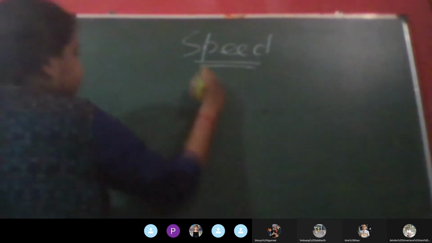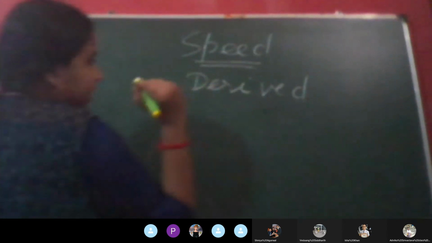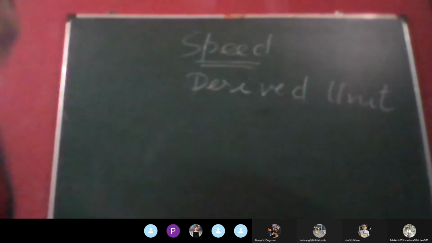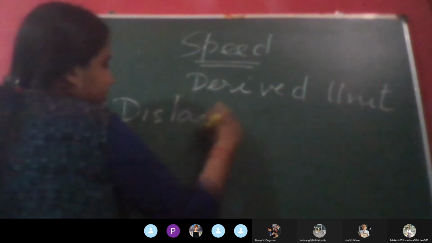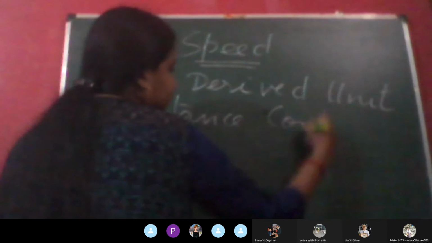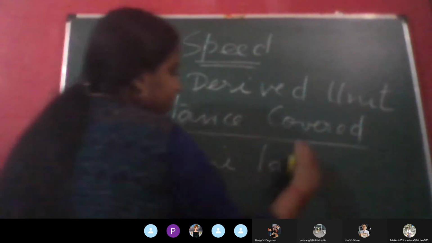Now, why did I say this? Speed is a derived unit. What is a derived unit? The spelling is D-E-R-I-V-E-D, derived. It's not a standard unit like distance or time. It is the distance covered by a body in unit time. Understood?